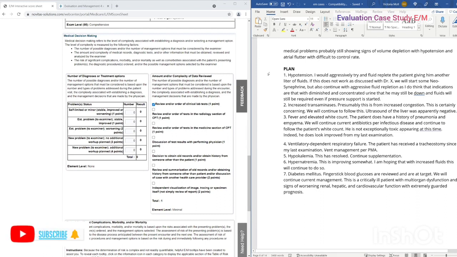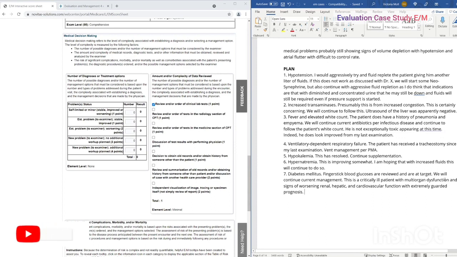Hypotension, now we need to determine, are they stable or are they worsening? So hypotension, does it say it's worsening? It doesn't say if it's worsening since last time. Ultrasound was negative. Continue antibiotics. He is not exceptionally toxic. This one he definitely says improved. Patient has received a tracheostomy. This is resolved, so that we wouldn't even code. This is improving. Finger stick blood glucoses are reviewed. Continue current management.